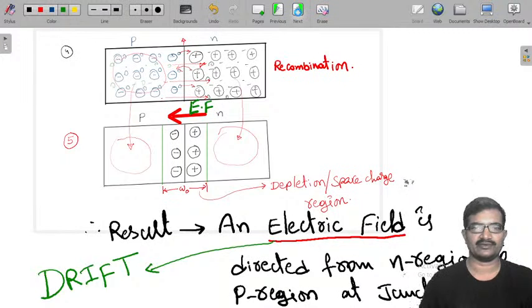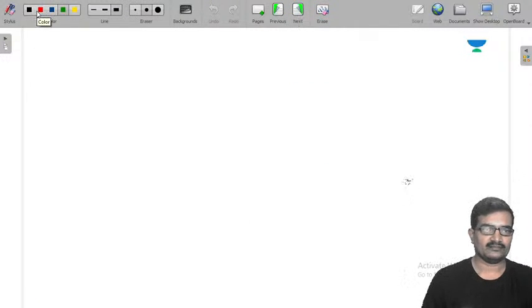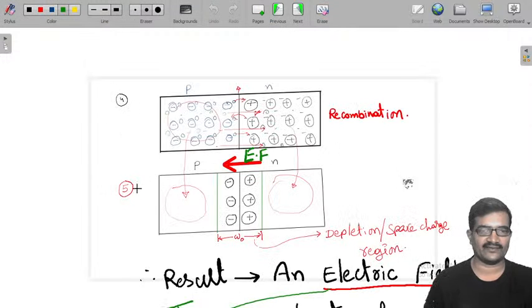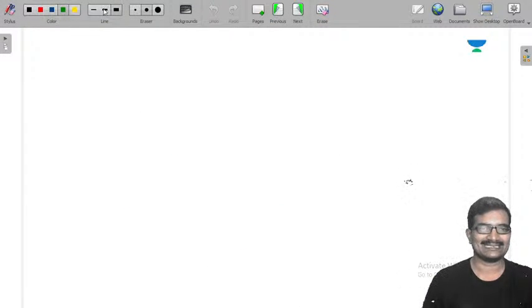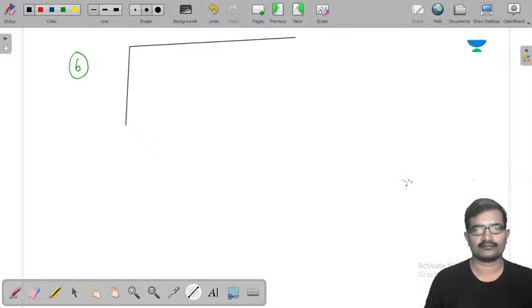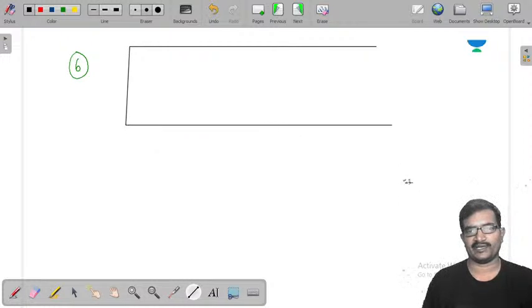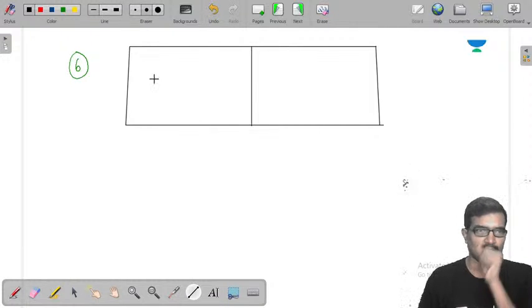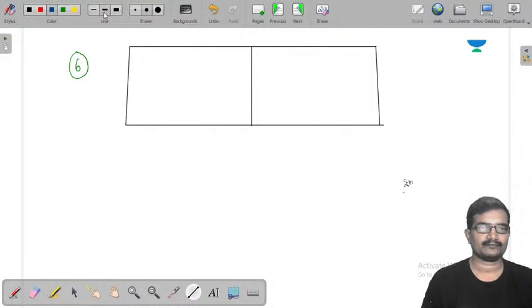Now we are going to the next slide. The fifth one is over. Now I'm going to write the sixth one. Okay, so this is your PN junction like this. This is the junction, and this is the P region and N region.